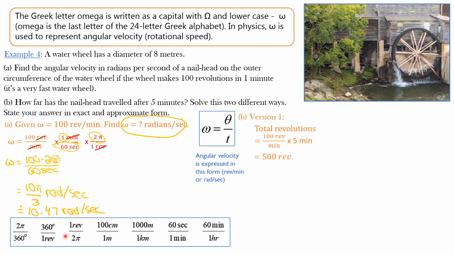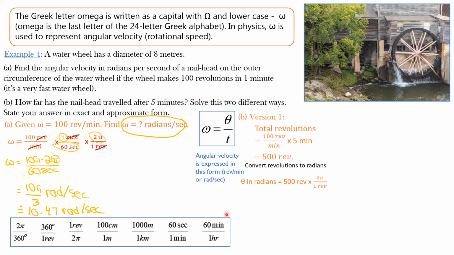Okay, next thing we want to talk about is the units. We don't want our answer in revolutions. We want to convert it to radians. So 500 revolutions, how am I going to convert that to radians? Look at that box in the bottom left.